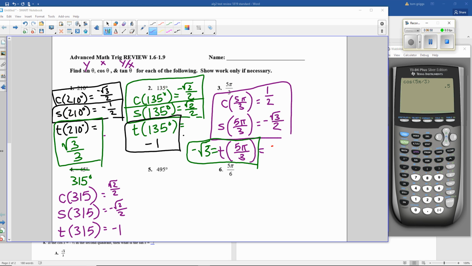So there's the answer to number 4. Of course, tangent is y divided by x, so we got negative 1, since y and x were the same number, just one of them was a negative.